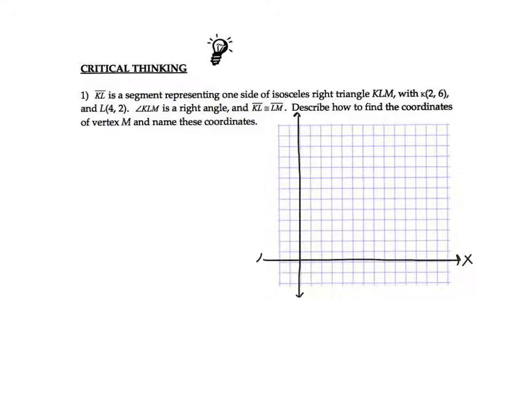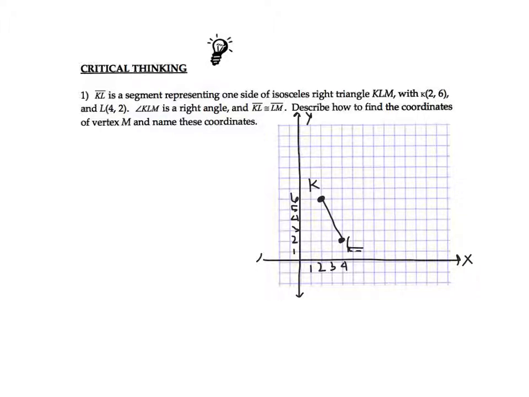We have x and y. I'm going to start with labeling my point K. So we need 2 along the x-axis, and then we need to go 6 on the y to get our point K. And for our point L, we need to go 4 along the x-axis, and then 2 on the y to get point L. And we know this is one of the segments on our triangle, which means we can connect these 2 points to get one of our sides.